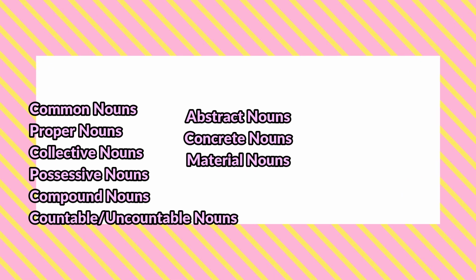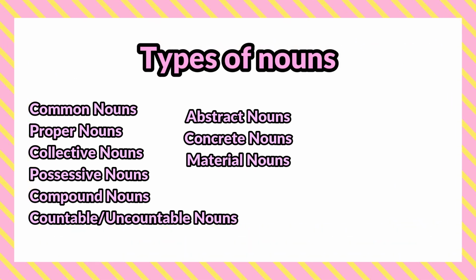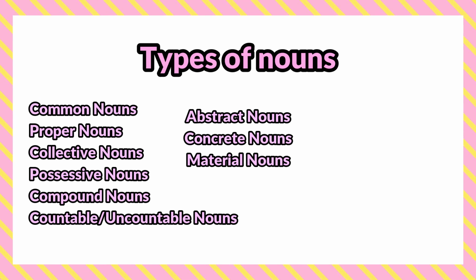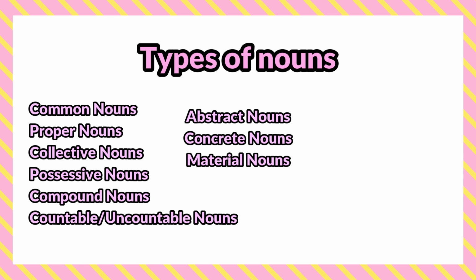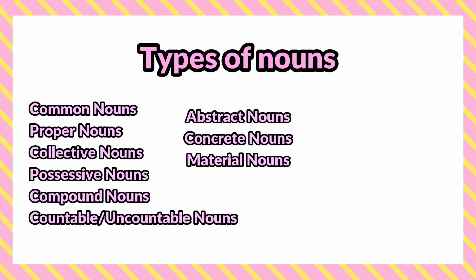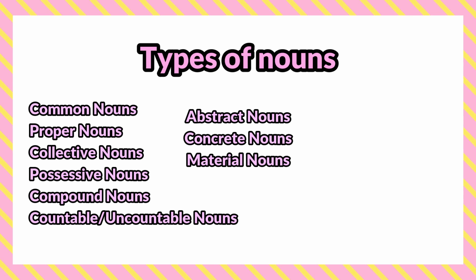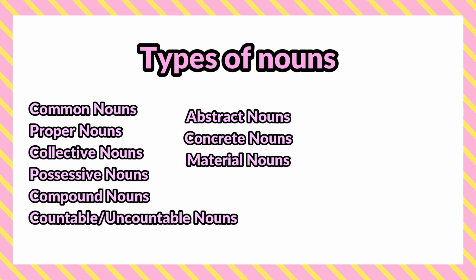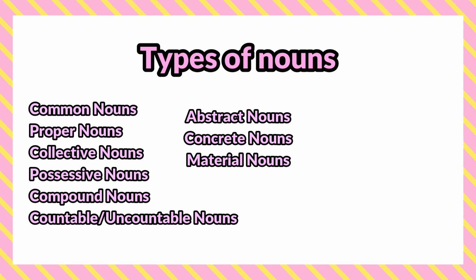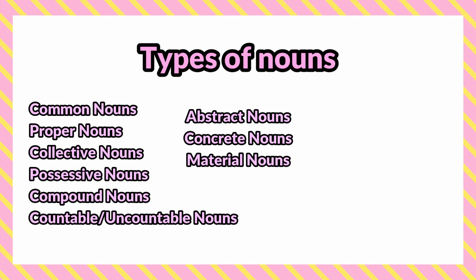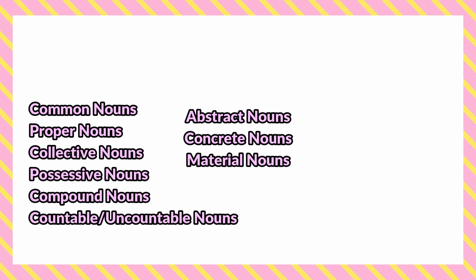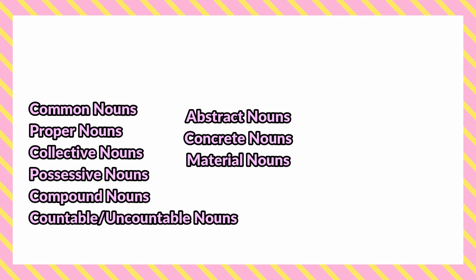Here at your side are the major types of nouns: common and proper nouns, collective nouns, possessive nouns, compound nouns, countable and uncountable nouns, abstract and concrete nouns, and material nouns. I will try my level best to explain them individually, giving real-life examples. I would suggest my students practice these concepts by solving online quizzes later on. This will even strengthen their concepts.